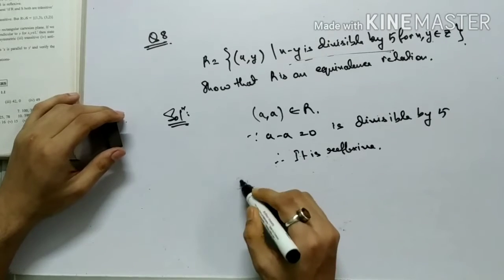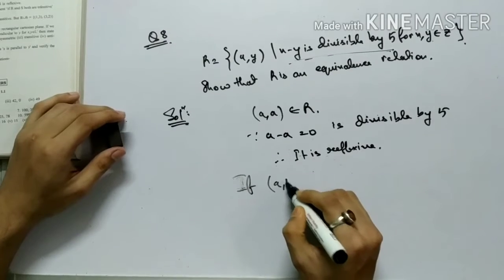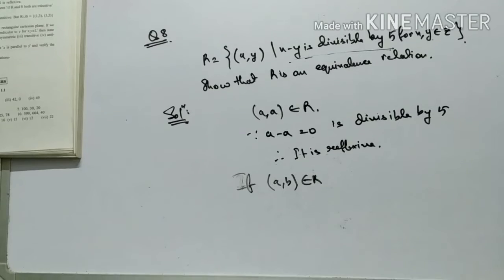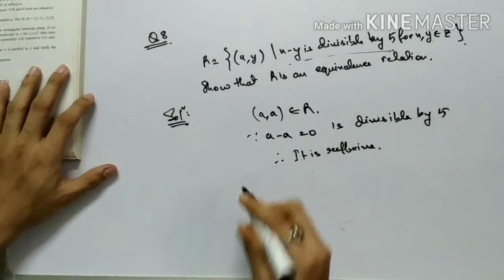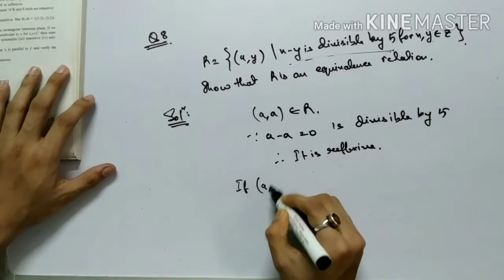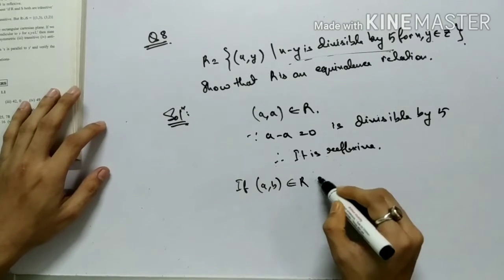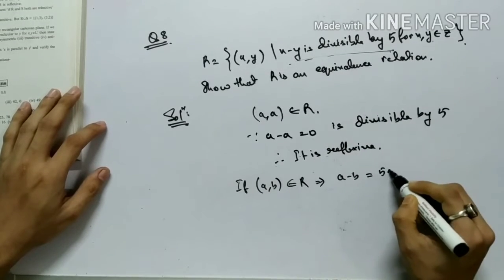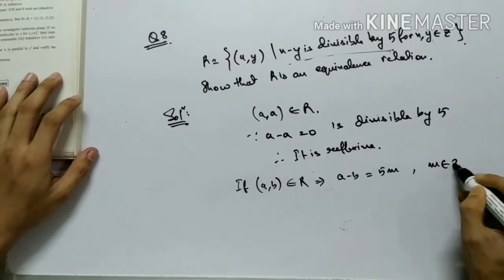Next, if you see (A, B) belongs to R, then A minus B equals 5m, where m belongs to Z.